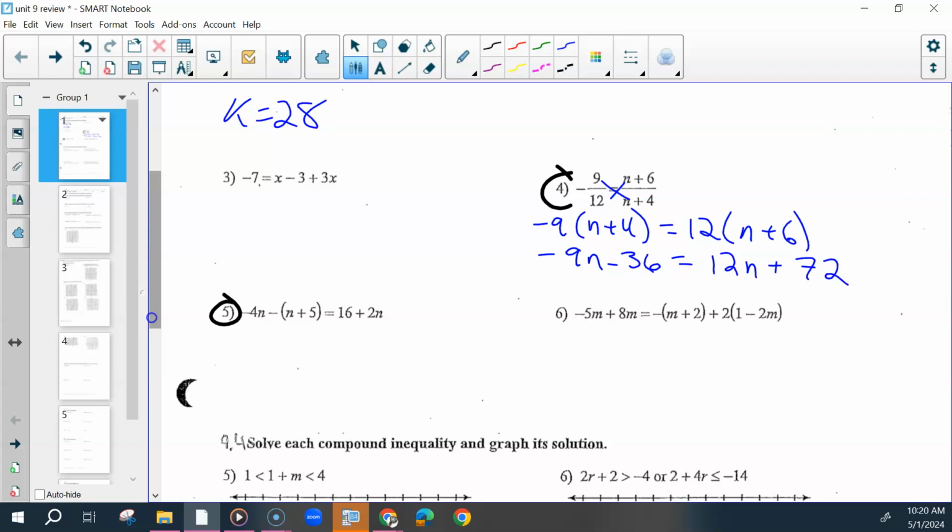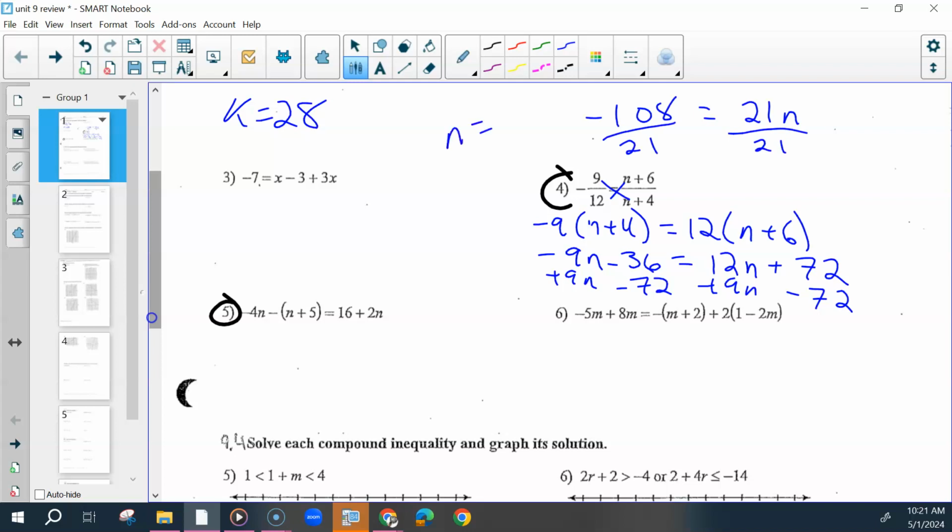Then we can move terms from one side to the other. You add 9n. Make sure you're adding it with the n, and then subtract 72. We have negative 36 minus 72, that's negative 108. And then divide both sides by 21. What is n? It might be negative 5.